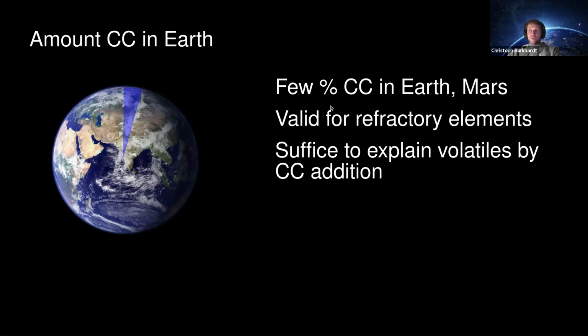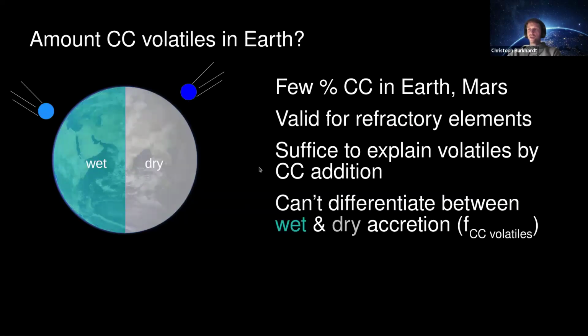These few percent CC material would be enough to explain all of the volatiles by addition of outer solar system material, but we cannot really differentiate if all of the volatiles come from outer solar system material, or addition of CC-like bodies to a really dry Earth that formed more or less without volatiles or lost all of the volatiles it had initially, or if Earth actually accreted more or less wet, and what came from carbonaceous chondrites contributed some, but certainly not all of the volatiles. And yeah, that's a difficult and open question.